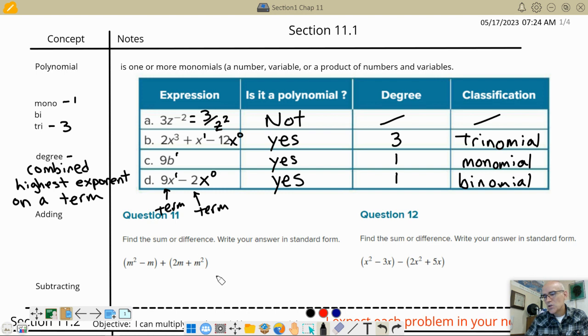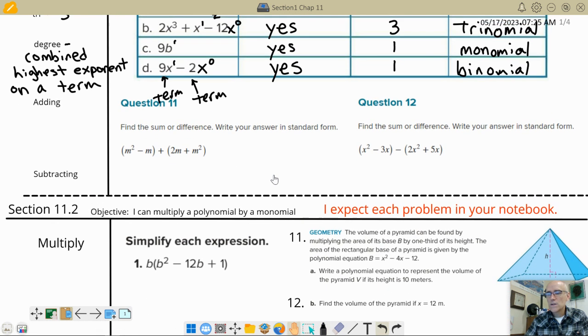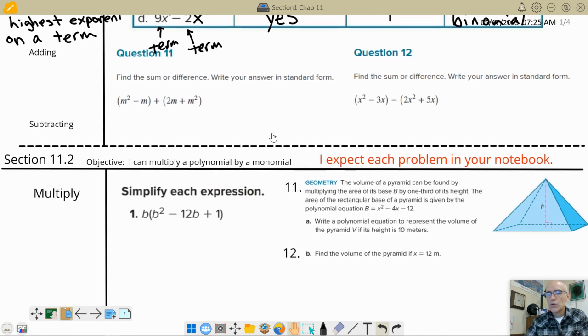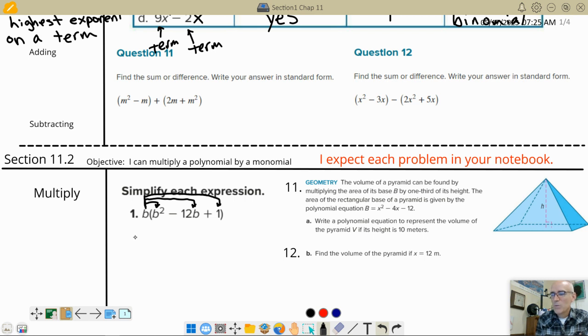In section 2, there's not quite as much information really. All we're doing in section 2 is multiplying. We're going to multiply by a monomial, and we're going to what they call distribute it through another polynomial. That means we need to take this b and multiply it by this b squared. We've got to take the b and multiply it by the 12b over here. We've got to take the b and distribute it all the way down to the 1 and multiply way over there. Now let's just do the easiest thing first.